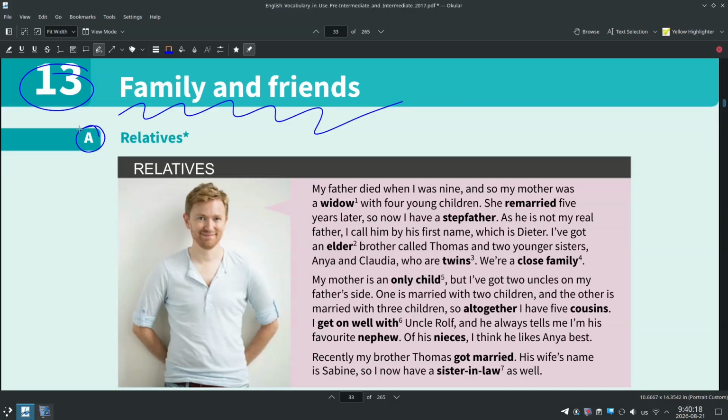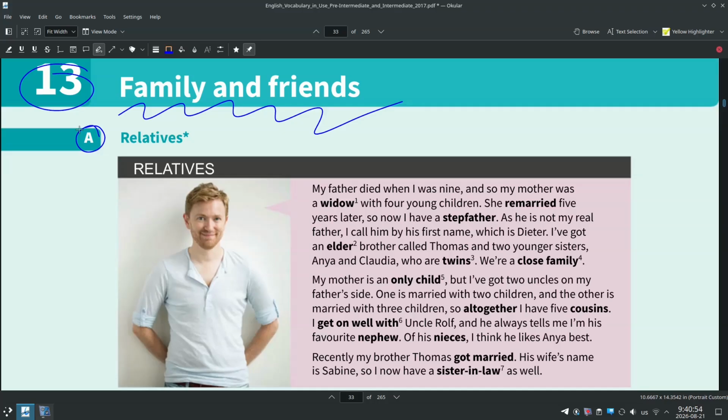Part A. Relatives. My father died when I was 9, and so my mother was a widow with 4 young children. She remarried 5 years later, so now I have a stepfather. As he is not my real father, I call him by his first name, which is Dieter. I've got an elder brother called Thomas and 2 younger sisters, Anya and Claudia, who are twins. We are a close family.